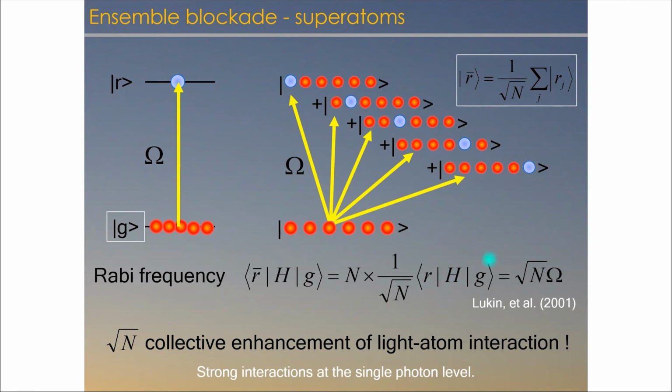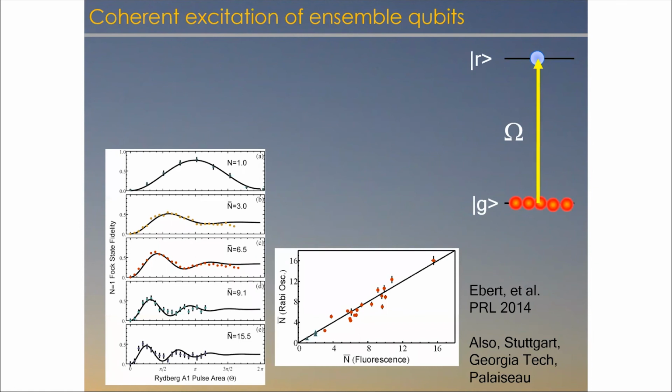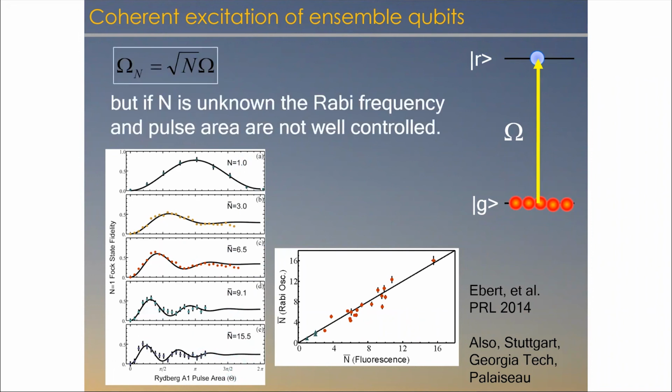However, what this also means is that if I don't know exactly how many atoms I have, I'm not going to know what the effective Rabi rate is, and so I'll have a hard time controlling things. And so here you see an example of this root n scaling, where we're increasing the number of atoms from 1 up to about 15. You see that the frequency gets faster, but it also washes out because of those effects.